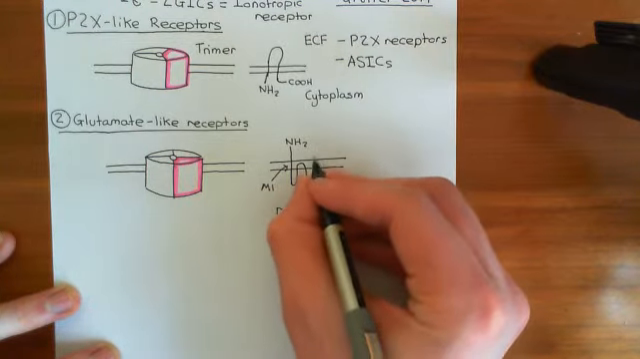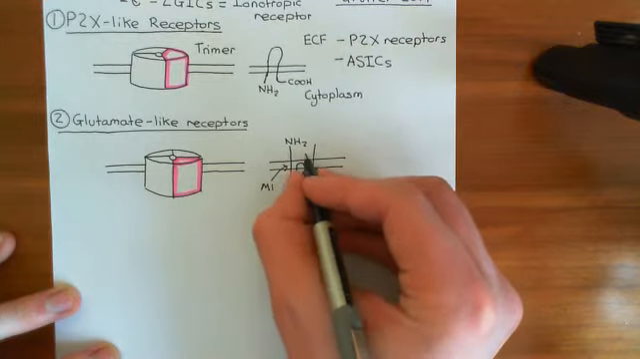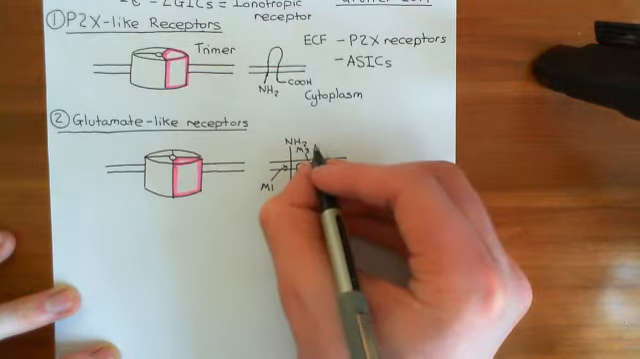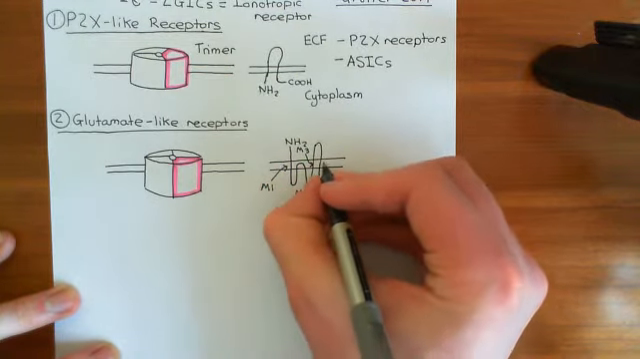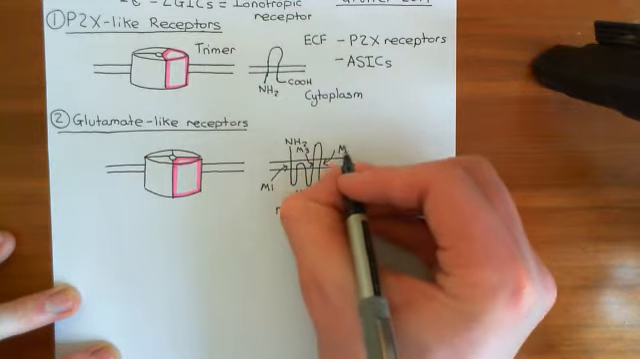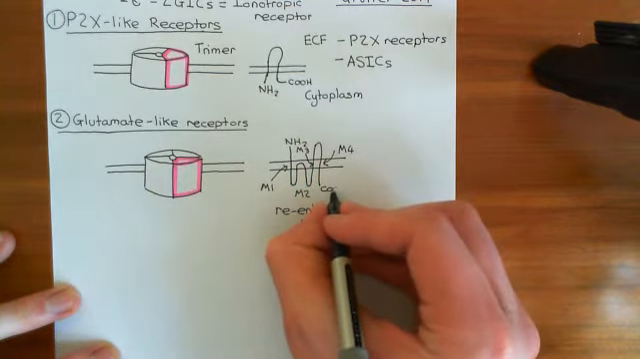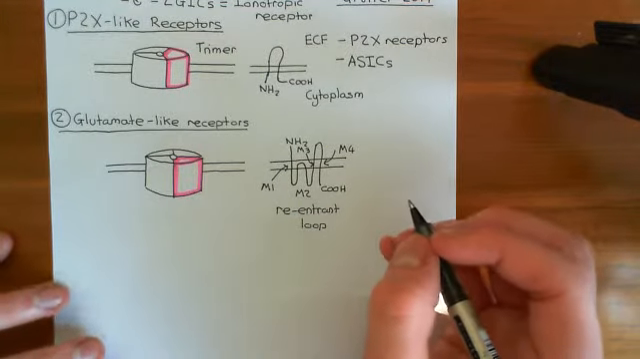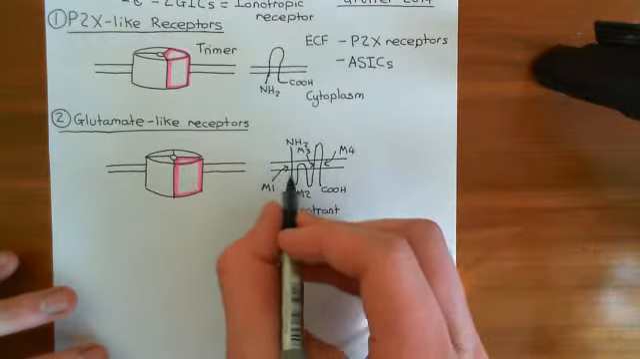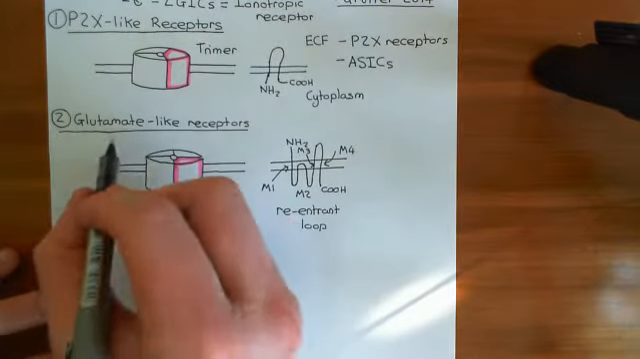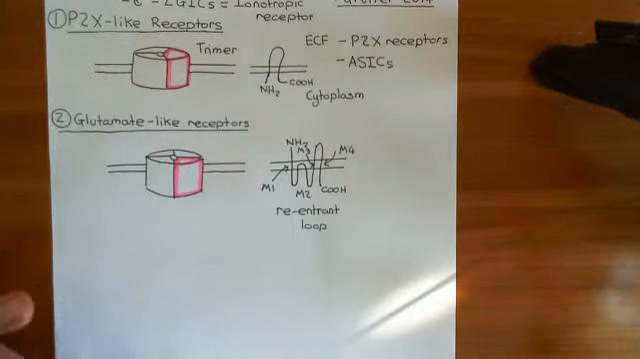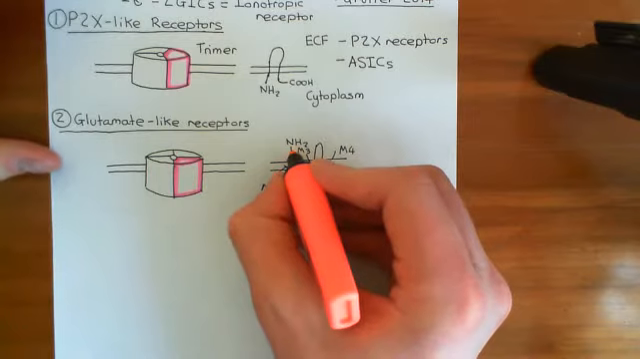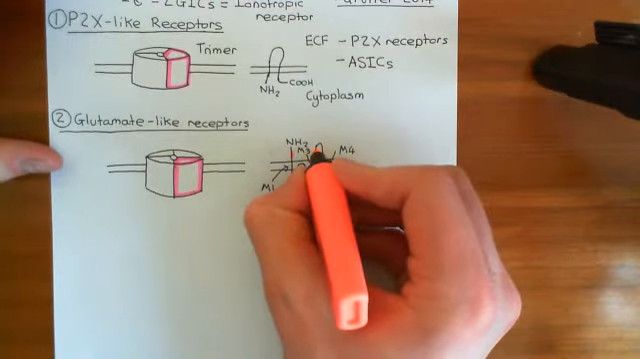Then you have the next membrane-spanning alpha helix, which is called M3. Then you have the final 4th membrane-spanning alpha helix, like so, which is called M4. And then you end with the carboxylic acid terminus of the polypeptide intracellularly. So this is the structure of a subunit of a receptor in the glutamate-like receptor family of ligand-gated ion channels.